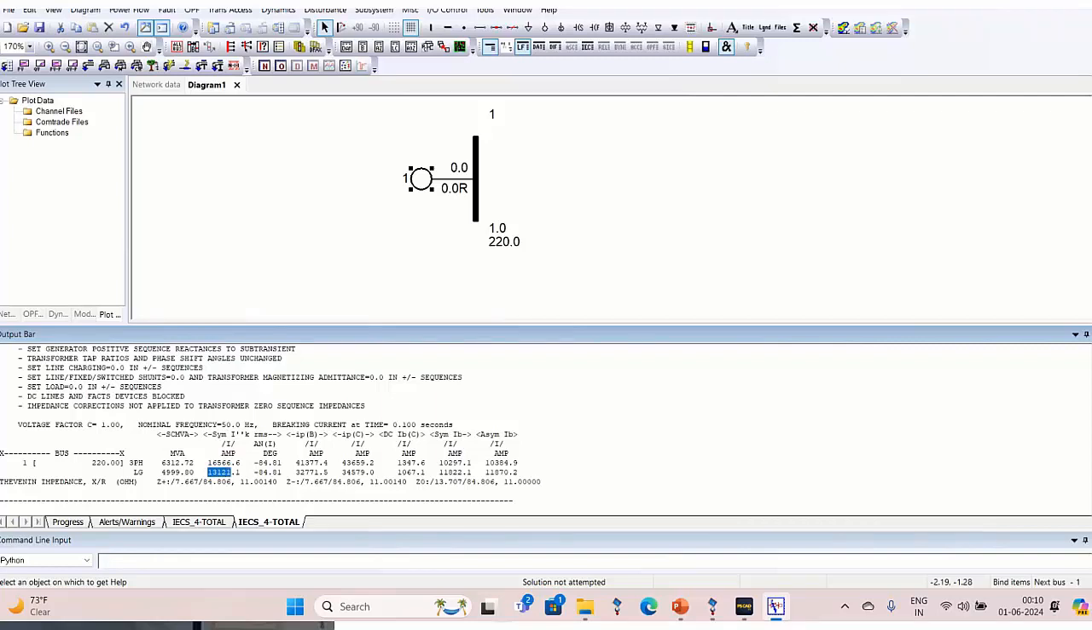Okay. So this way you may conclude the validation of your results. I hope this helps you to understand how to model a source for a power system study in 3 different software. Thank you.